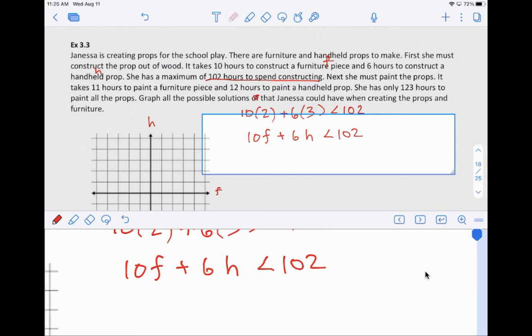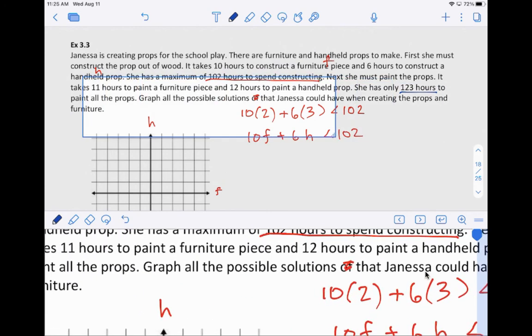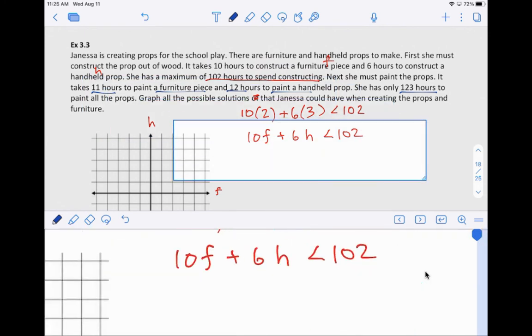For painting the props, you get a very similar situation. She only has 123 hours to paint the props. Maybe that's all the time that she's allowed access to the paint. Maybe they rent special paints or something like that for hours on end. I don't know. Sounds like 11 times 12-hour periods, whatever. But she knows it takes on average this much time to paint each one. And so again, she's presented with that combination idea. Can she paint more furniture, less handheld? Does she have to paint more props? Like what number is she going to get?